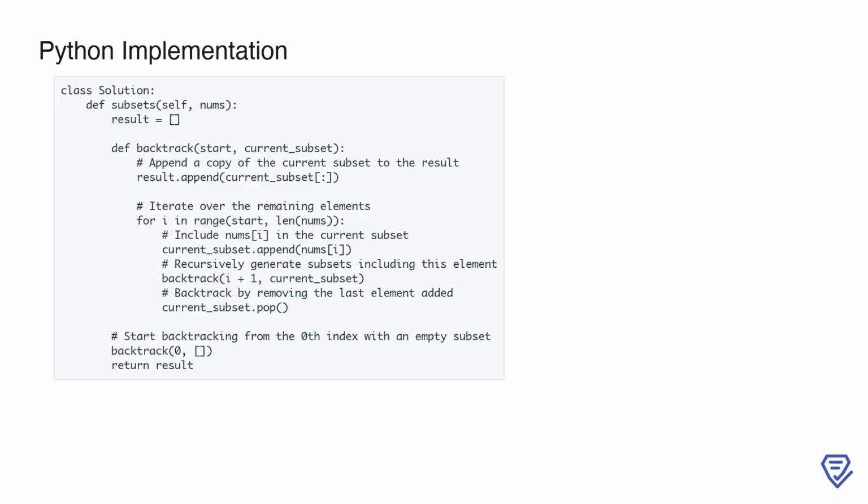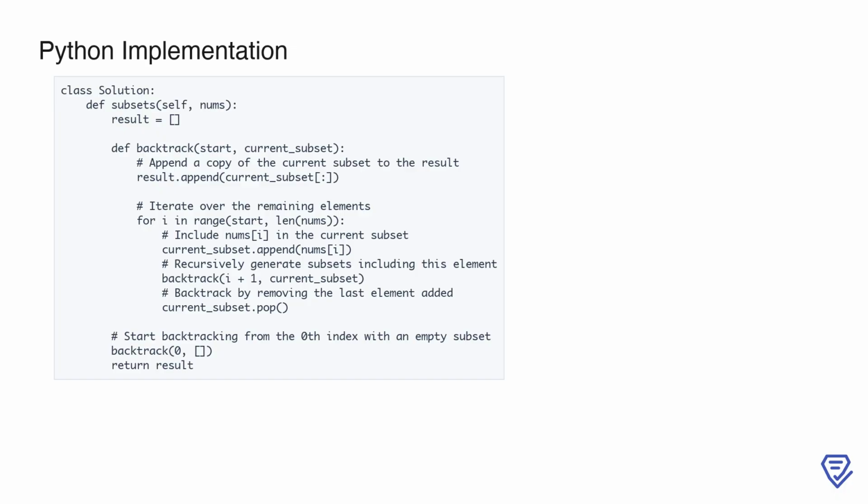After the recursive call, the last added element is removed from current_subset using pop, to backtrack and explore other combinations without the current element. The backtrack function is initially called with start equals 0 and an empty current_subset. This triggers the recursive process, generating all subsets step by step and appending them to result. Finally, the result list containing all subsets is returned as the output. This approach ensures that all possible subsets are generated without duplicates.